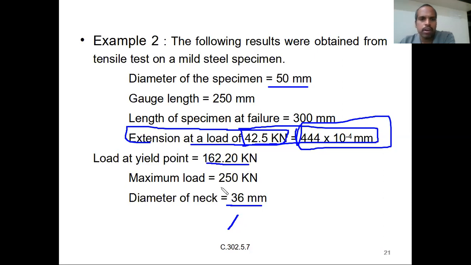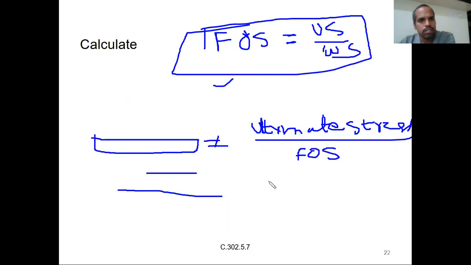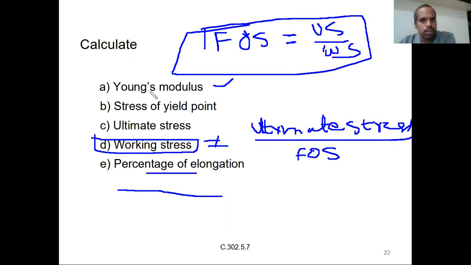And the next one is the maximum load. Maximum load is nothing but ultimate load. If you know the ultimate load, you can calculate the ultimate stress. Ultimate stress is equal to load by original area. That you can also calculate. So these are the things. Young's modulus you can calculate, I have explained. Yield stress also explained. Ultimate stress also. Working stress, this way you have to calculate.